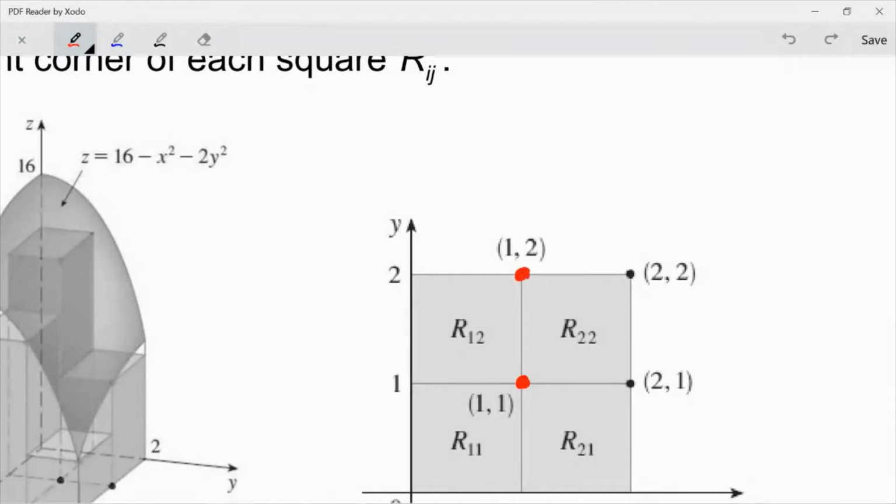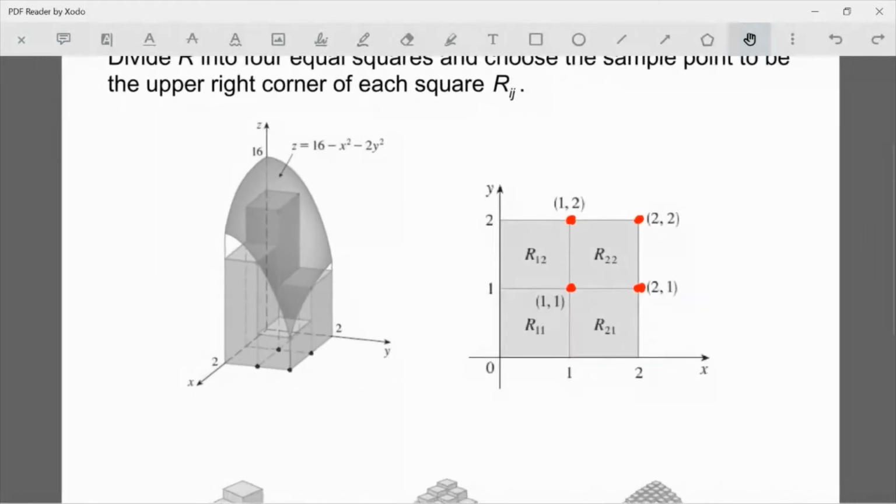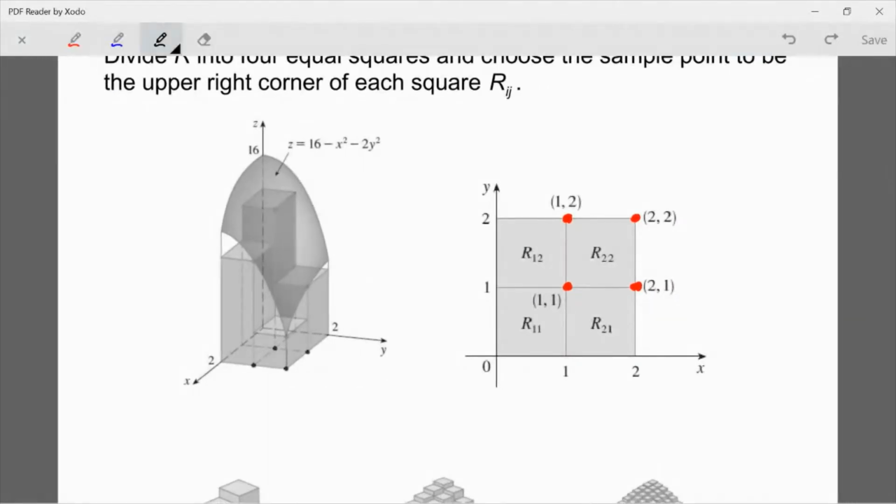So the upper right corner of each square, I'm essentially looking at those 4 points. Okay, so I've got those drawn in there kind of as a reminder that this is where I need to evaluate these sample points. Okay, so now we're going to approximate this volume.